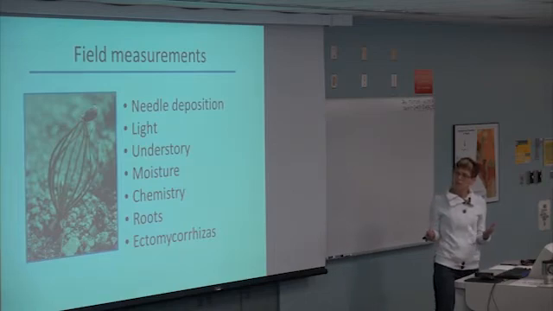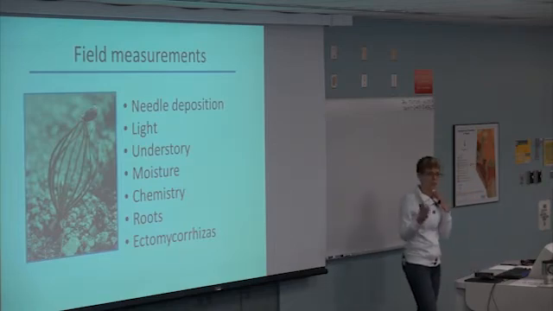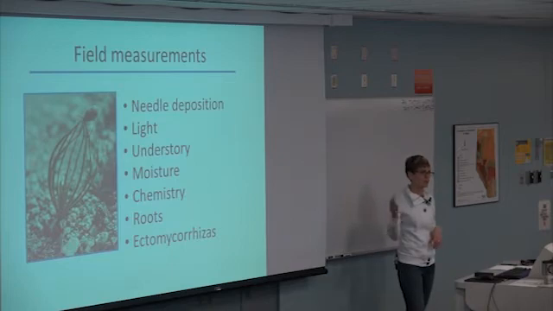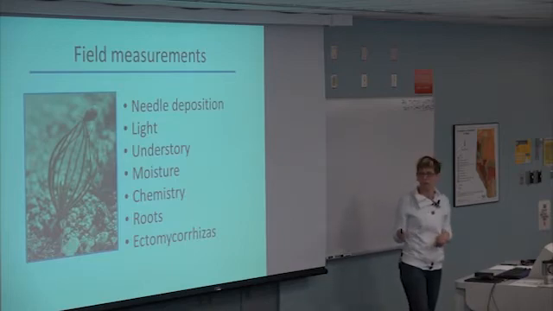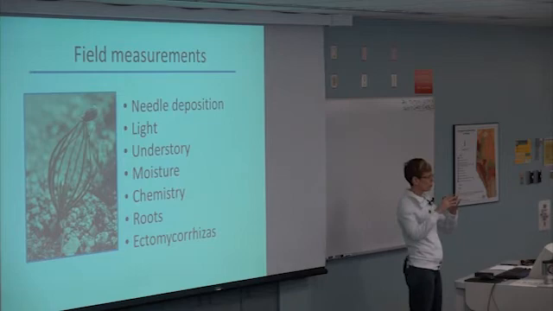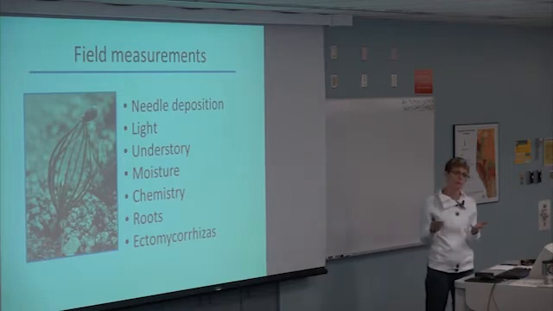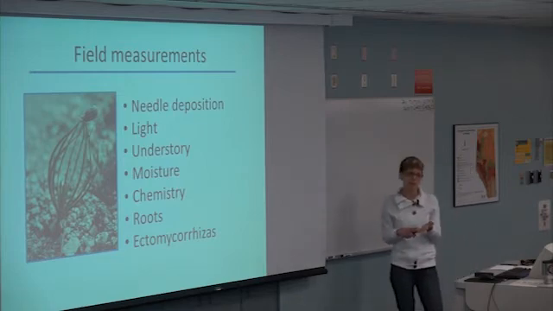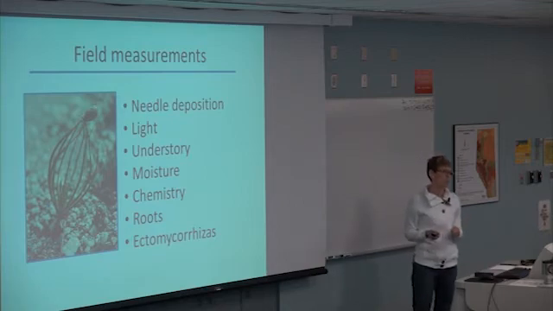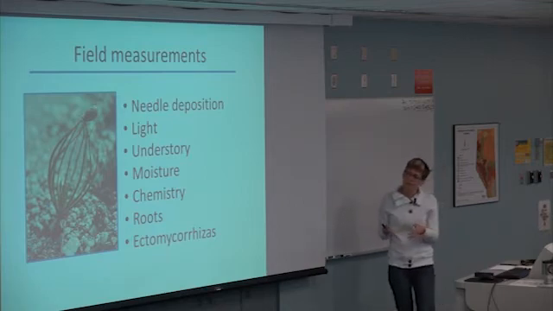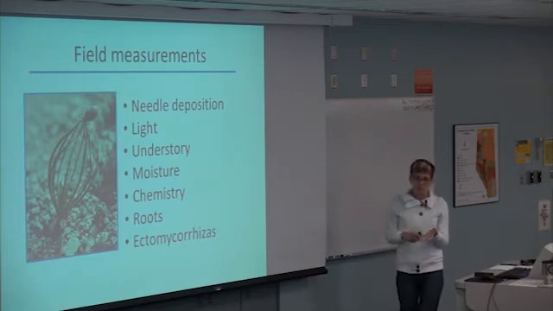For the below ground measurements, we're looking at soil moisture. Again, we come out multiple times during the season and measure soil moisture across all our stands. Soil chemistry includes a bunch of things. For soil nutrients, we use those plant root simulator membranes, those PRS probes, to measure soil nutrients across our sites. We're also looking at soil phenolics.